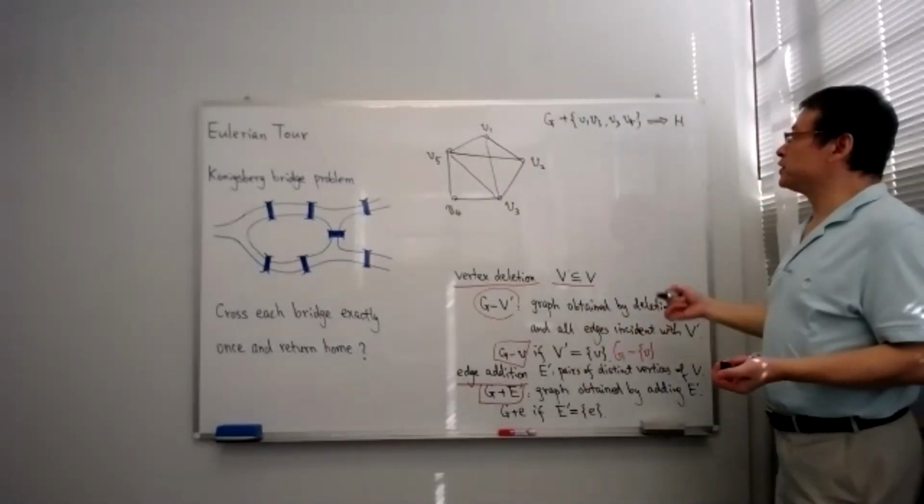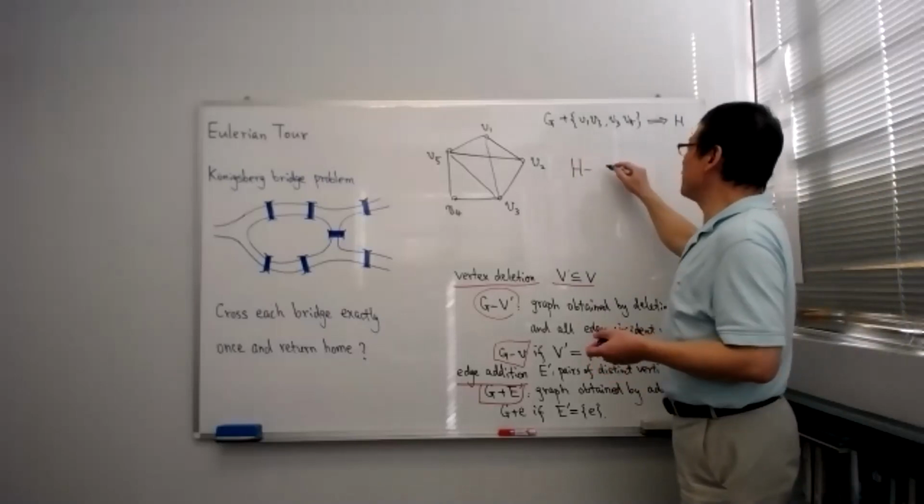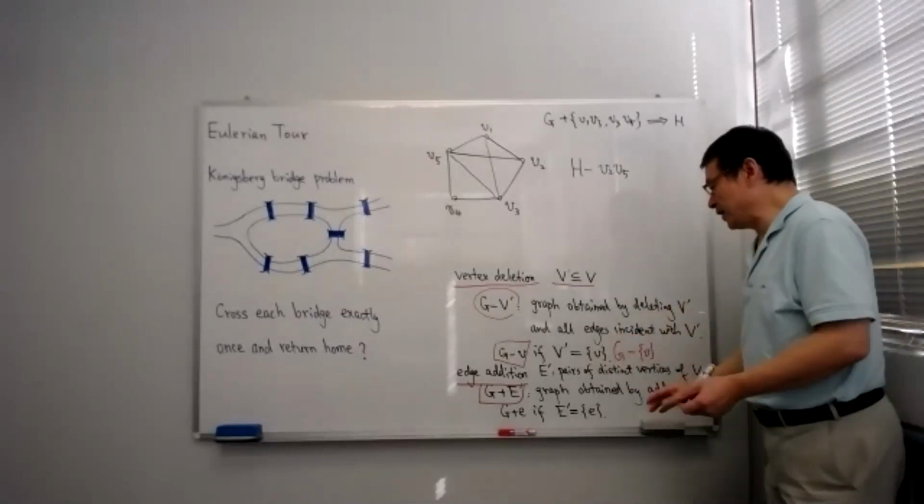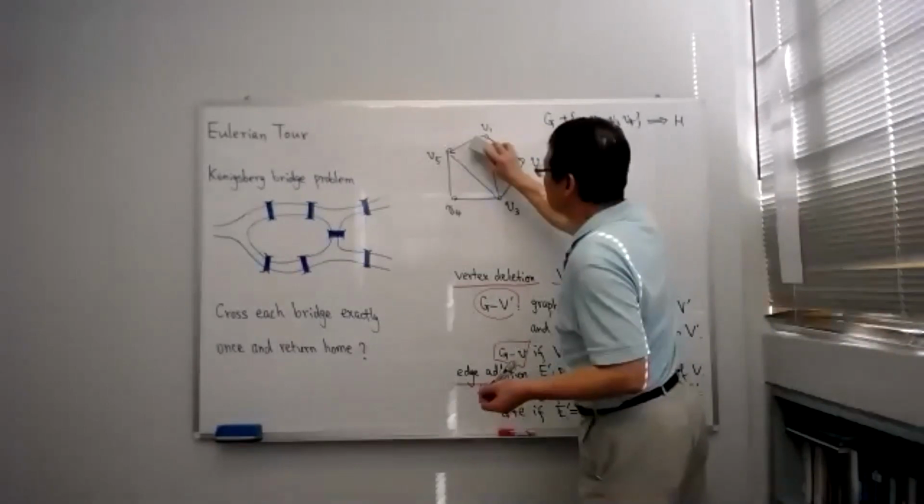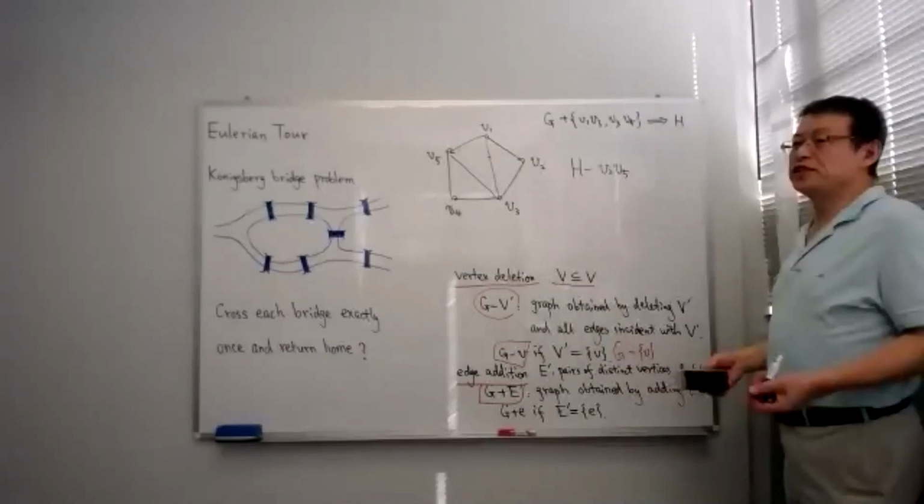Now I can delete edges. If I delete a single edge from H, say V2 V5, I just delete this edge, so this edge is gone. All right. So I get a new graph.